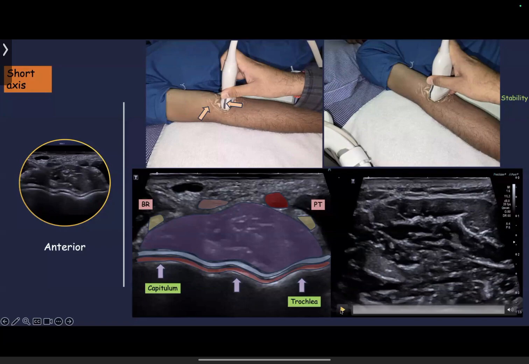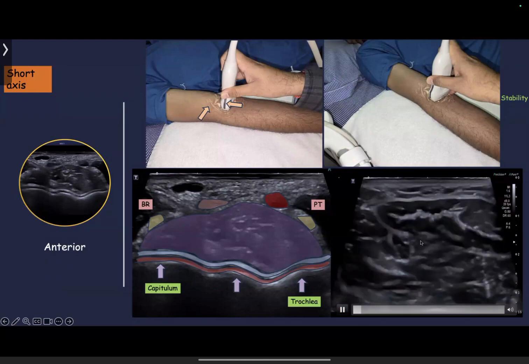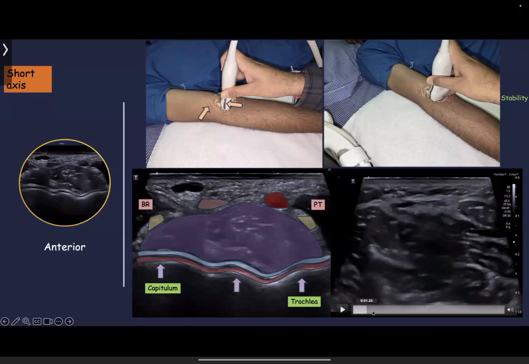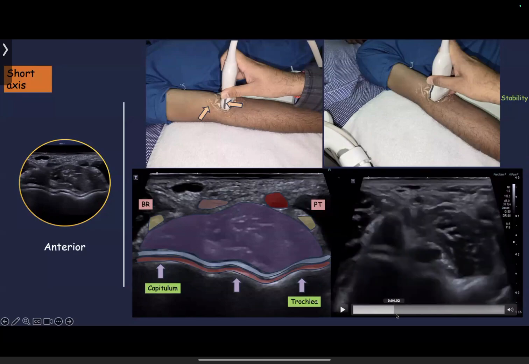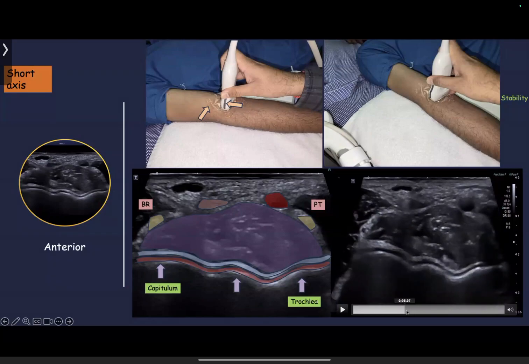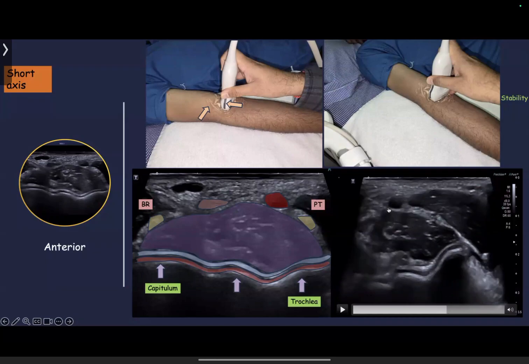I'll just run this clip for you. Right? So this is the biceps. As we go down, it will form the biceps tendon. As I go down, here the biceps tendon is formed. At the midline structure, we'll just move our probe medially. So I'm just moving my probe medially to look for this structure. So this is the brachialis, this is the pronator teres muscle, and this is the median nerve.